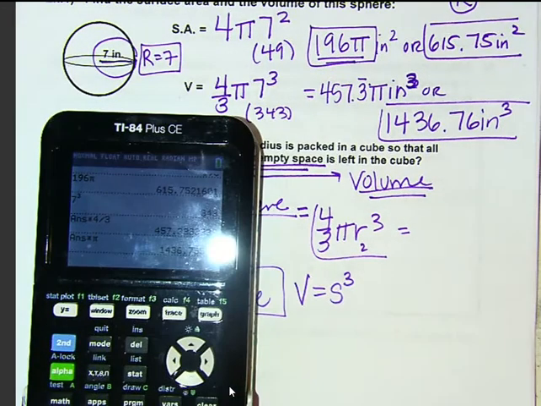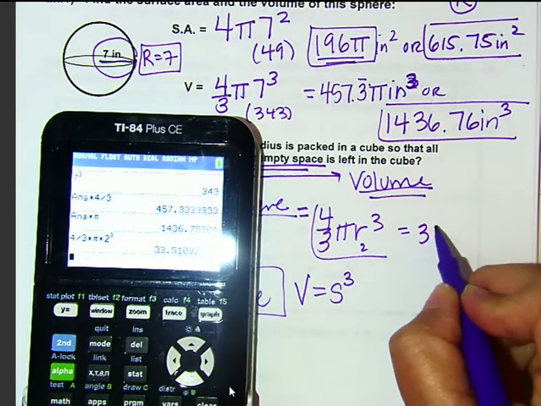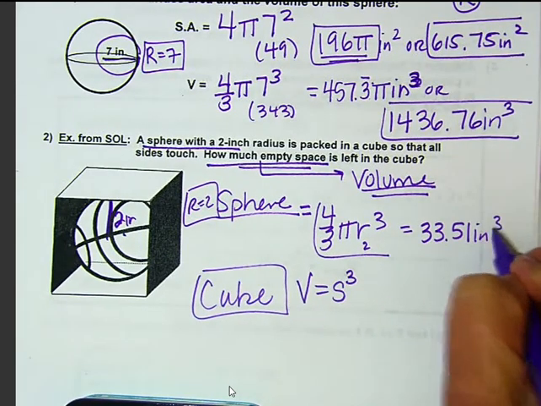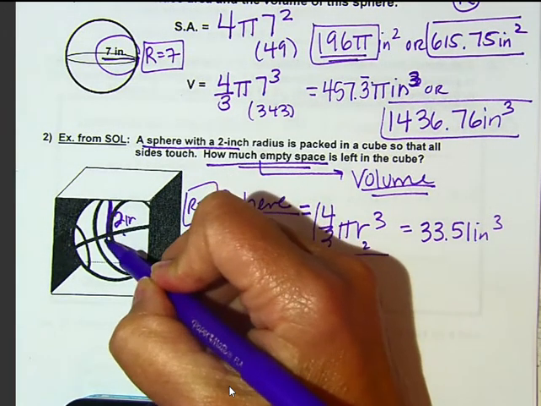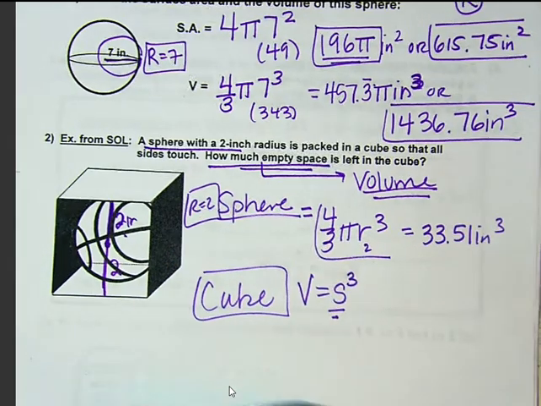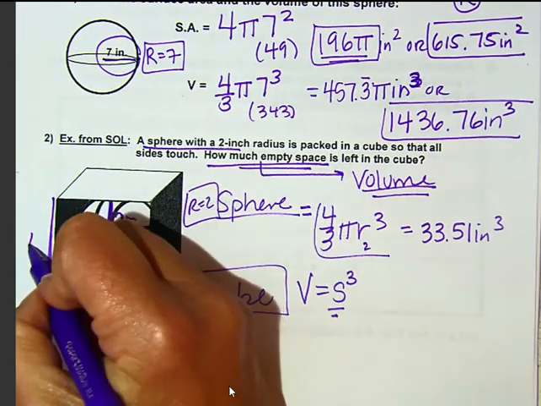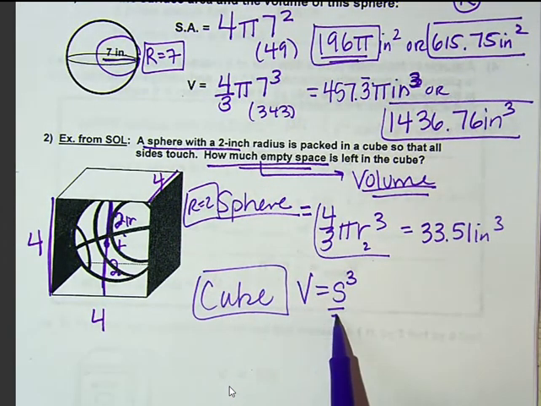So I'm going to take my calculator, and I'm going to go 4 divided by 3 times pi times 2 to the third power. And I get 33.51 inches cubed. Now I need to find my side of my cube. If this radius is 2, and this is my center, what's this radius down here going to be? 2. So then what's the edge of my cube going to be? I'm going to add those two together, 2 plus 2. So that side is 4, and this side is 4, and this side is 4, and that's where you get this side cubed.